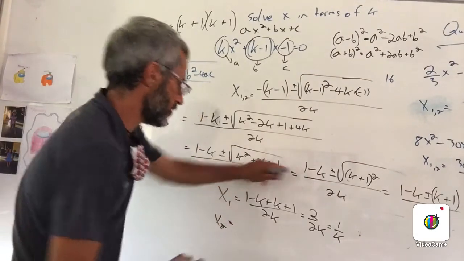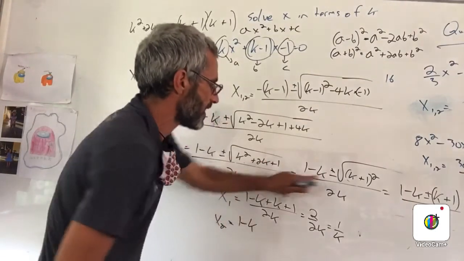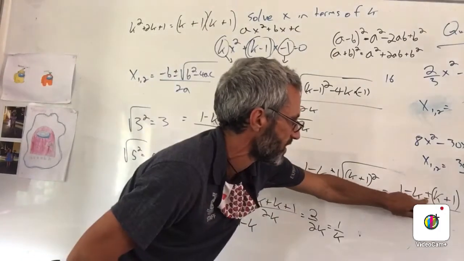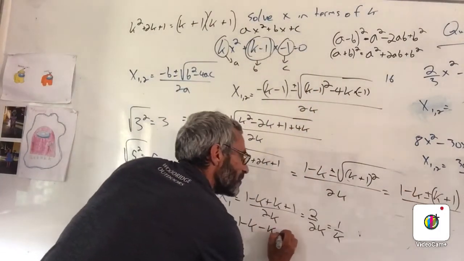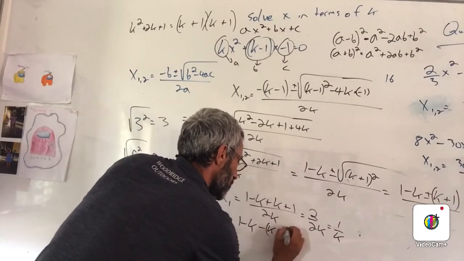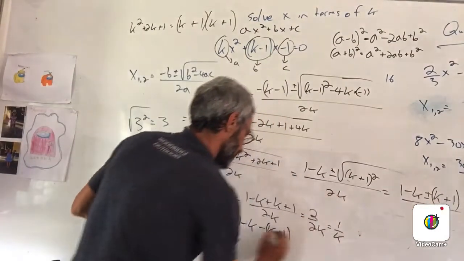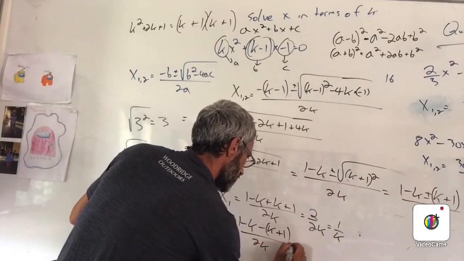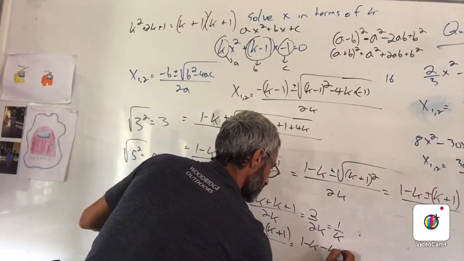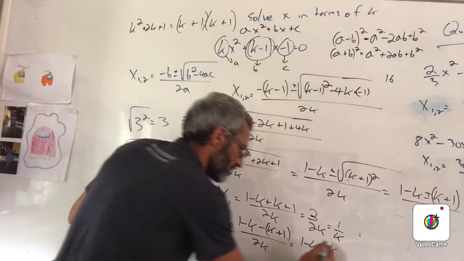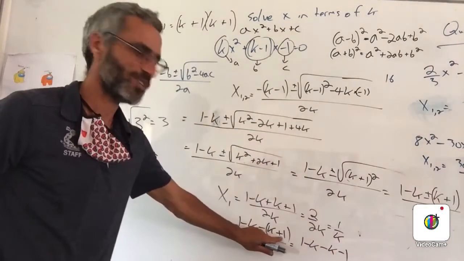The second solution, do I have space here? Okay. The second solution is 1 minus k. Now I'm taking minus that. So let's write it down. I'm not going to mess around with you. We're minusing (k plus 1) divided by 2k. So that's 1 minus k minus k. And here a lot of people make a mistake, this minus 1.